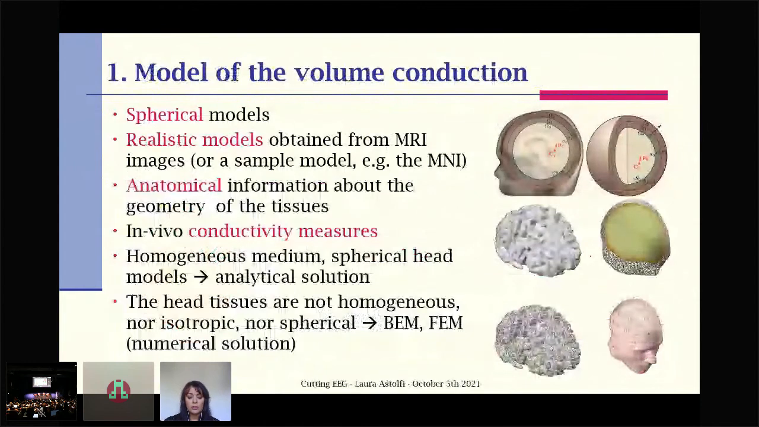As for the volume conduction, what we can do is include information from different tissues. There are spherical models, and there are more complex and realistic models obtained from MRI images. We can include information about the geometry and also about conductivity. If we move to more complex models, we can also include anisotropies and inhomogeneity of the data in the model, in particular with the FEM model. Moving from the simpler models to the more complex ones, there is no analytical solution, so we need to move to a numerical solution.